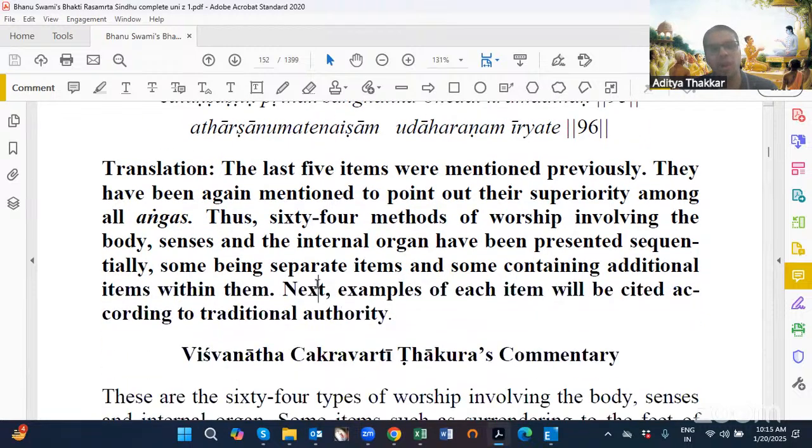Translation. The last 5 items were mentioned previously. They have been again mentioned to point out their superiority among all angas. The 64 methods of worship involving the body, senses, and internal organs have been presented sequentially, some being separate items and some containing additional items within them. Next, an example of each item will be cited according to traditional authority.